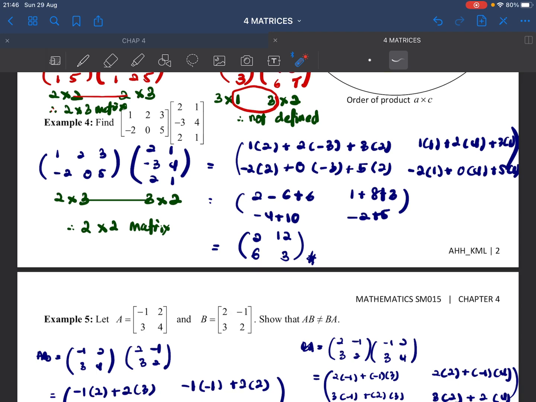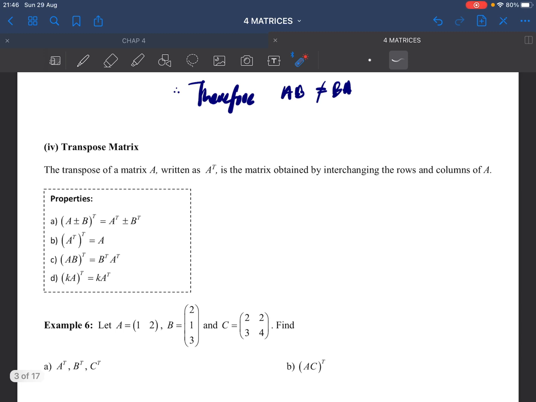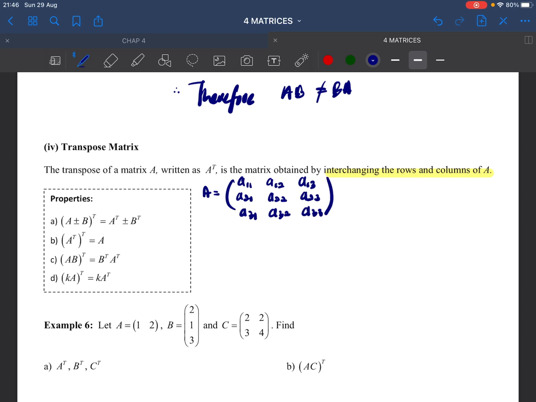So now we are going to proceed to the last part for 4.1, which is transpose matrix. Okay, so what is transpose matrix? Obtained by interchanging the rows and columns of A. Okay, dekat sini dia cakap interchanging the row and column of A. What does it mean? Let's see if we have A is equals to, saya letak kita punya matrix secara general. Okay, ini matrix kita secara general.